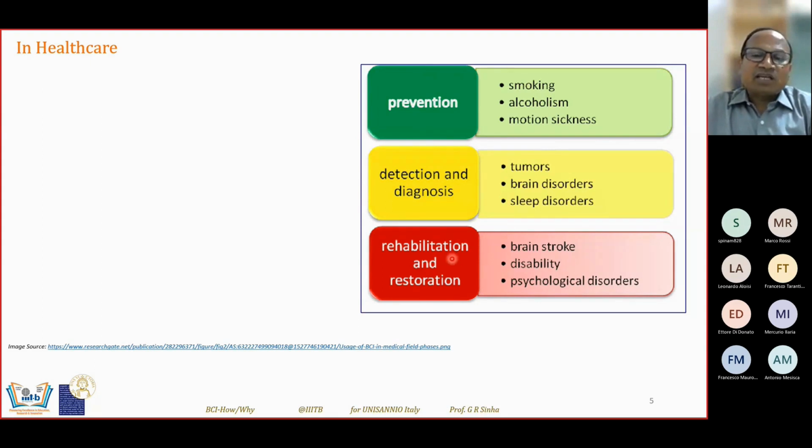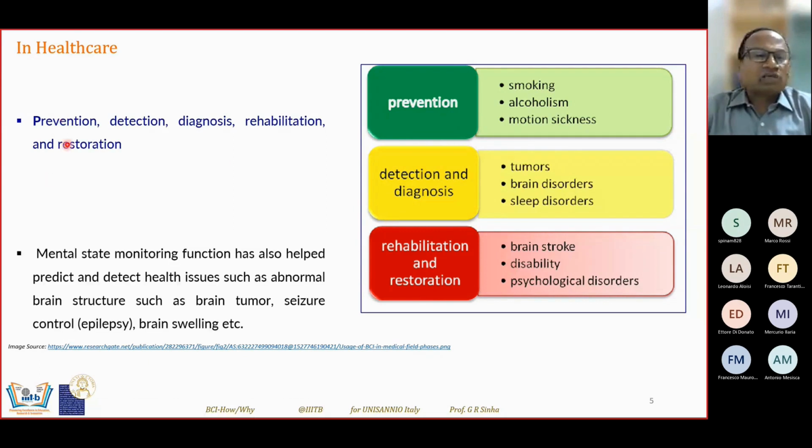parameters. Then comes rehabilitation and restoration. Rehabilitation is something by which you can help the person to lead a quality life. And restoration, where there is some loss of ability of a particular arm or organ, that can also be restored. So brain stroke is a case; disabilities and psychological disorders are being assisted by BCI in healthcare. So prevention, detection, diagnosis, rehabilitation, and restoration.